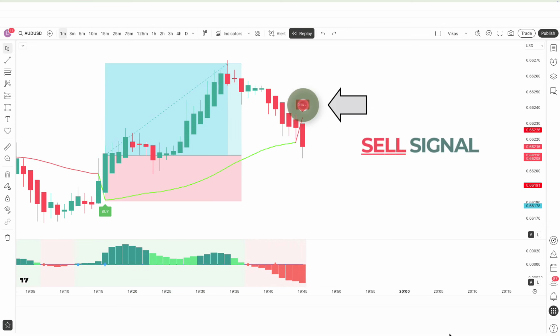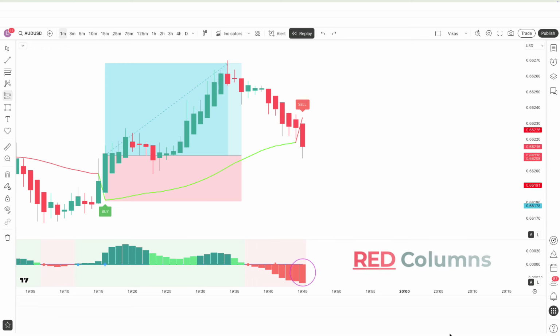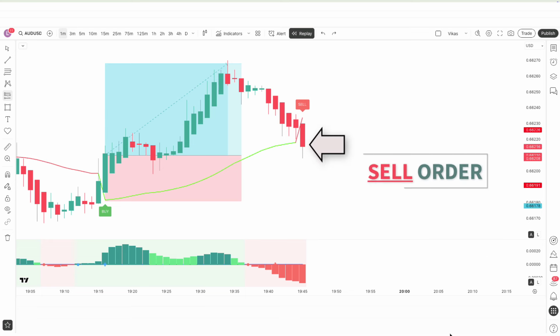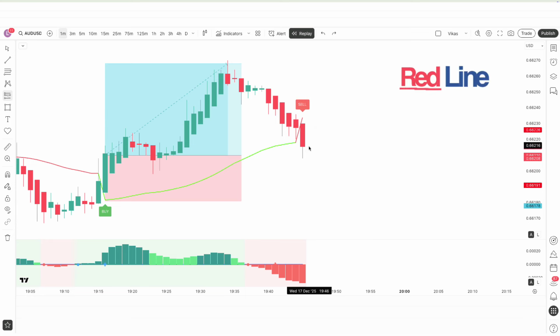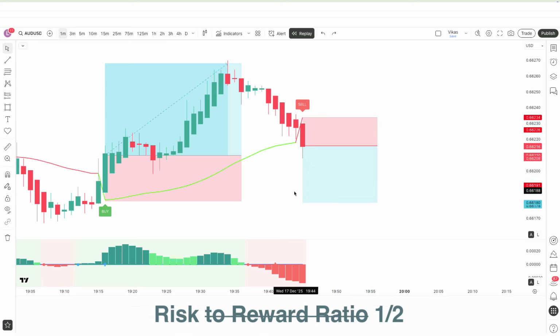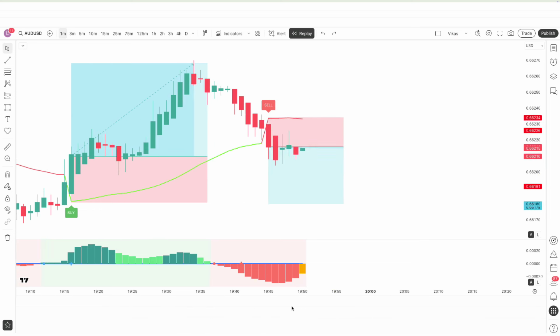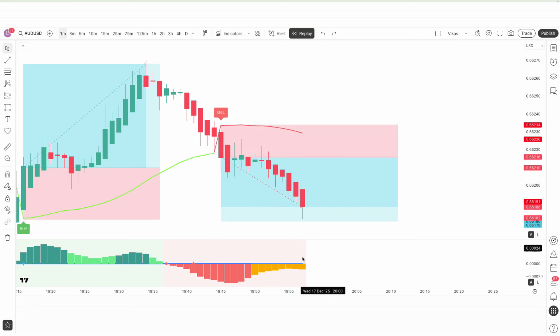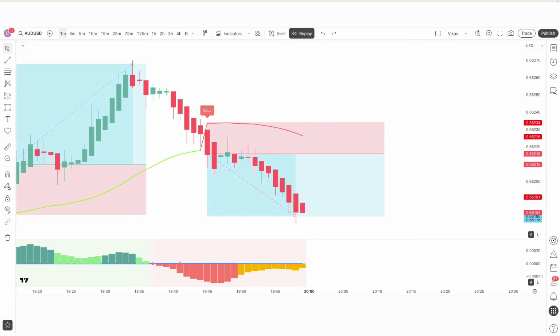Here, the SSL Trend Analyzer indicator gives us a sell signal. Here, the red columns of the Super Trend Oscillator are below the zero line. Here, the market has made a bearish candle to give confirmation. So all our conditions are being fulfilled, so we are placing an order to sell. Our stop loss should be at the red line, and the risk-to-reward ratio will be 1:2. Let's see what happens to our trade. Our trade is running in profit. We have won this trade.